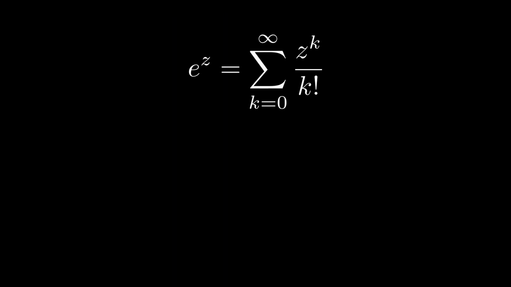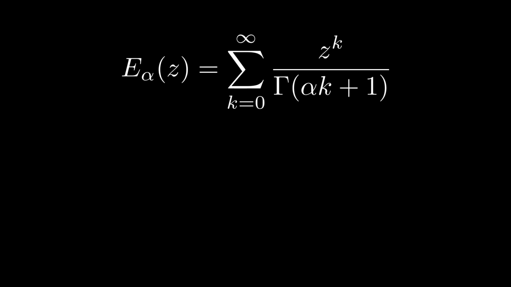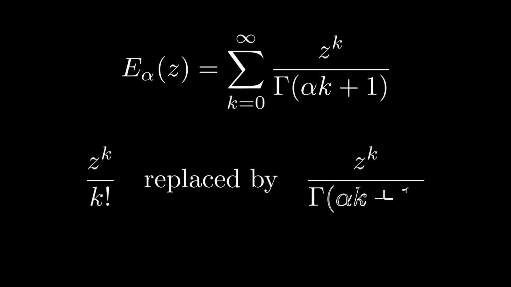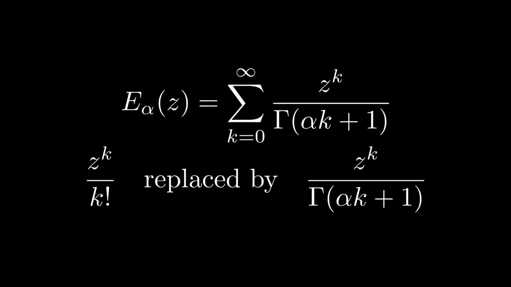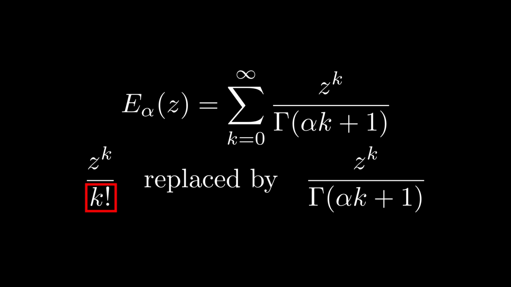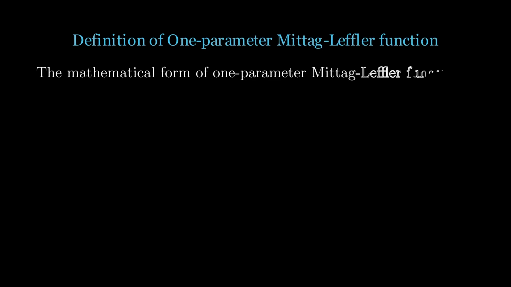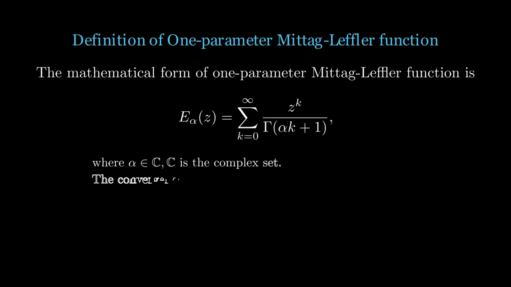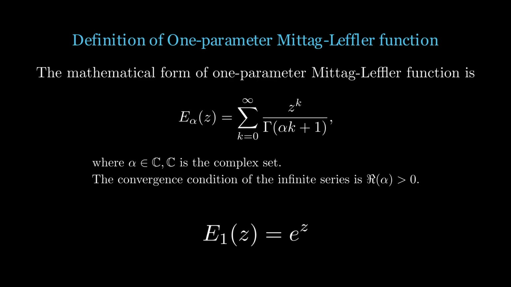First, we write the Taylor series expansion of the exponential function. Since the gamma function is the natural extension of the factorial function, we can replace k factorial with gamma of k plus 1. In other words, the exponential function e to the power of z is a special case of the one-parameter Mittag-Leffler function E_alpha(z). That is, E_1(z) is equal to e to the power of z.